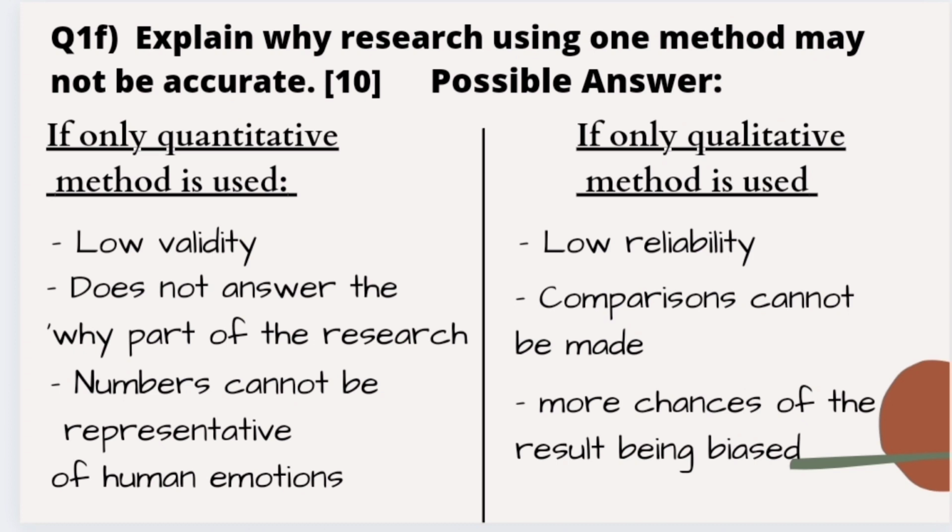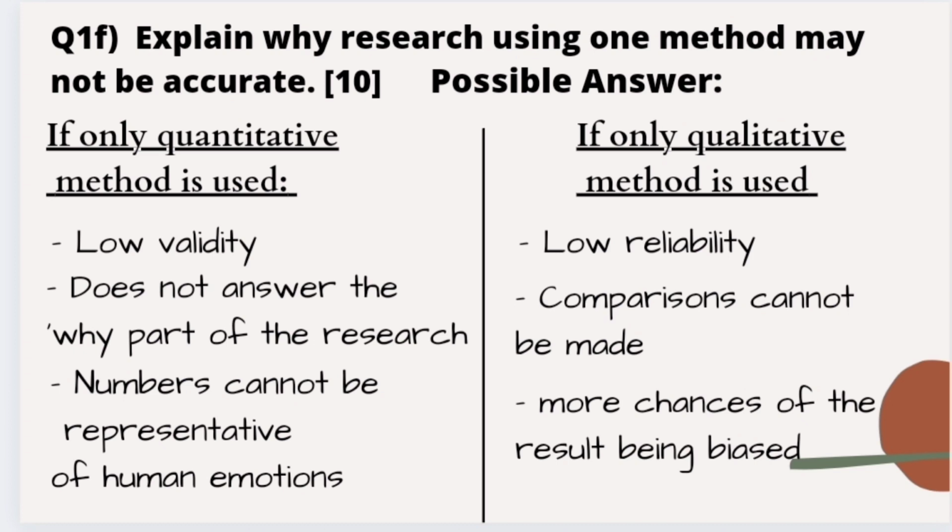And if you're using qualitative, then obviously you're going to lack reliability. It's going to be subjective. Your biases may come in. Mostly in qualitative research, you interview the participant, you're involved in the research, so your biases may come in, and it's going to be subjective. So that's why using one method may not be accurate. So how you can answer this question is by first giving the examiner some reasons.